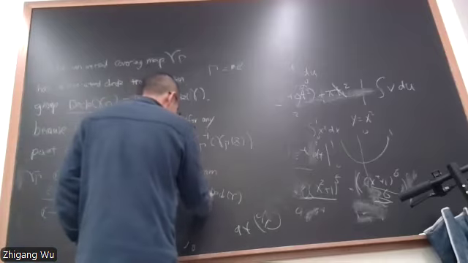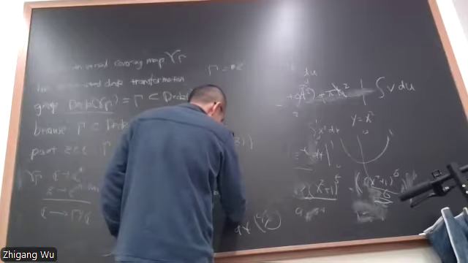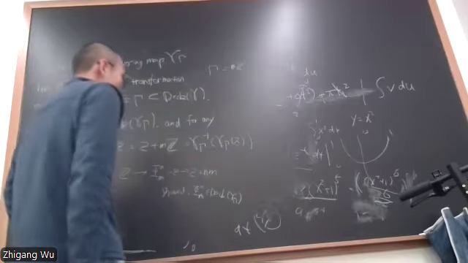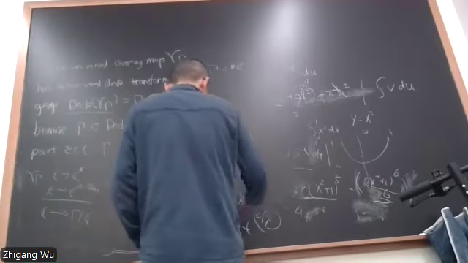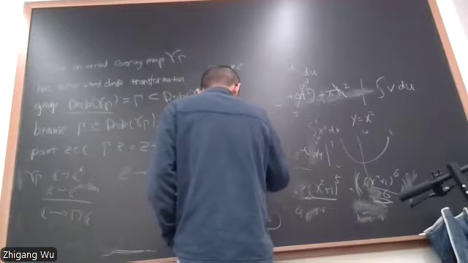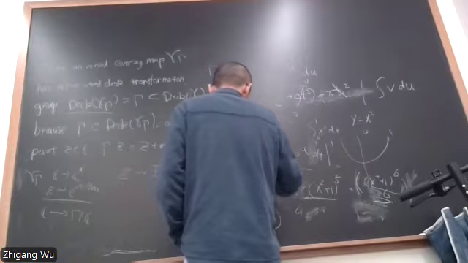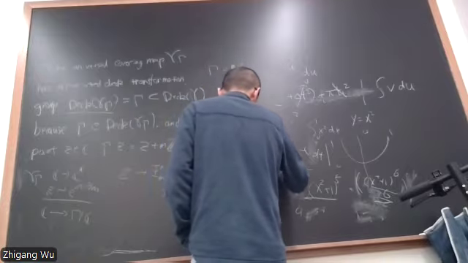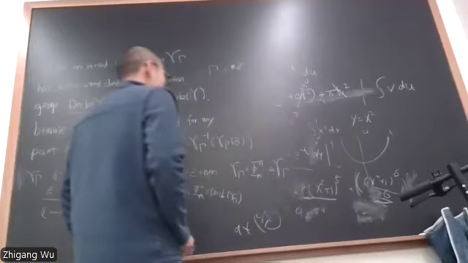Let's show that this is actually the deck transformation group of this one. Okay, so why is it true? Let's say that if you compose this one with our f sub m n, let's see whether that's exactly the same map.